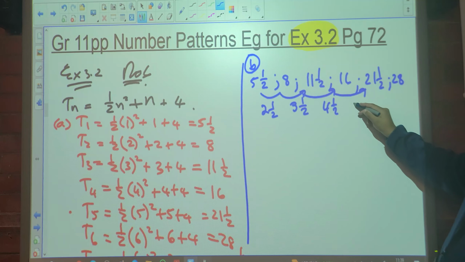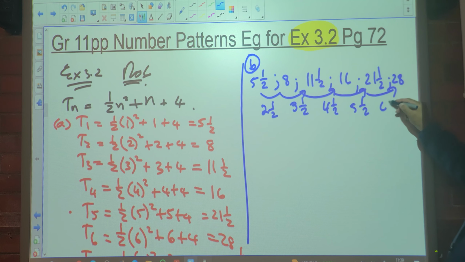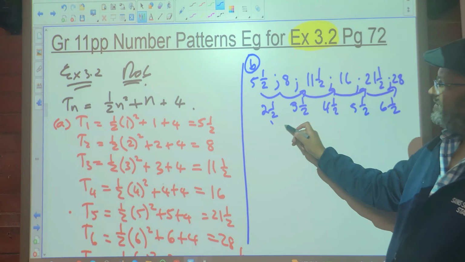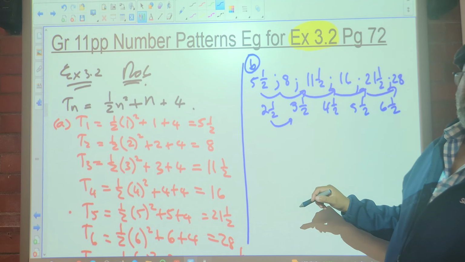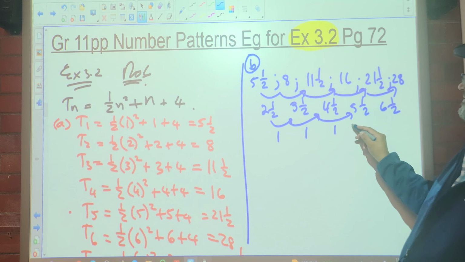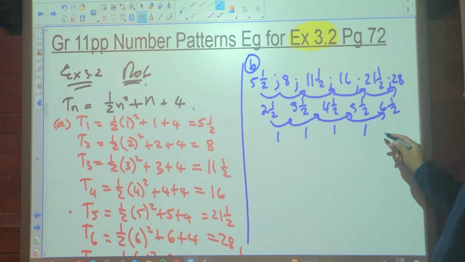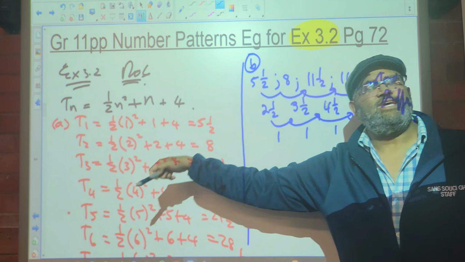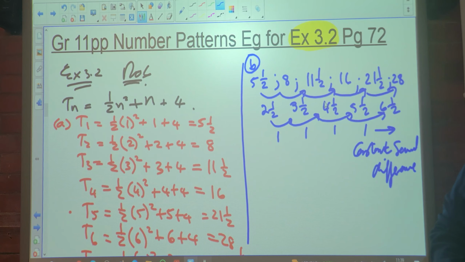And then 5.5. Then 6.5. Then 7.5. Then 8.5. Does this have a first constant difference? No. What is 3.5 minus 2.5? 1. 1. 1. 1. So this has a constant second difference. So what do you notice again? Since it's a quadratic pattern, it has a second constant difference.